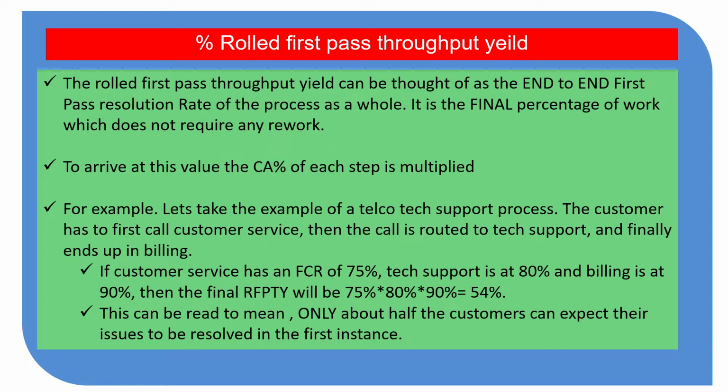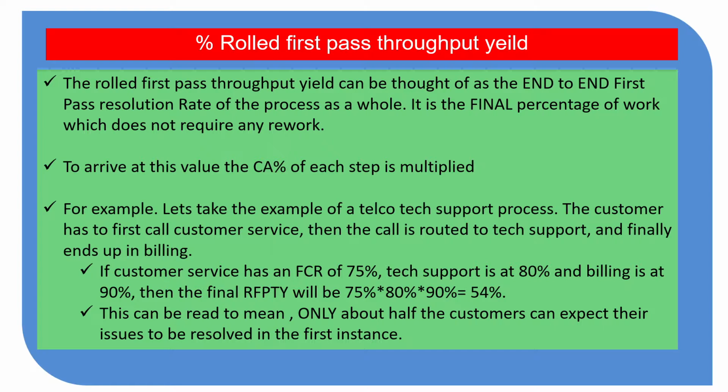To arrive at this value, the CA% of each step is multiplied. For an example, let's consider a telco tech support process. Let's assume that the customer has to first call customer service, then is routed to tech support, and finally ends up in billing. If customer service has an FCR of 75%, tech support is at 80% and billing is at 90%, then the final RFPTY will be 75% multiplied by 80% multiplied by 90%, which equals 54%.